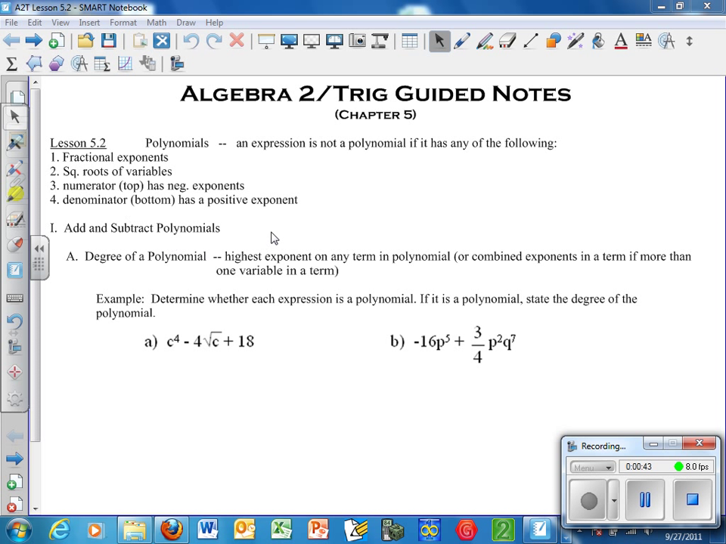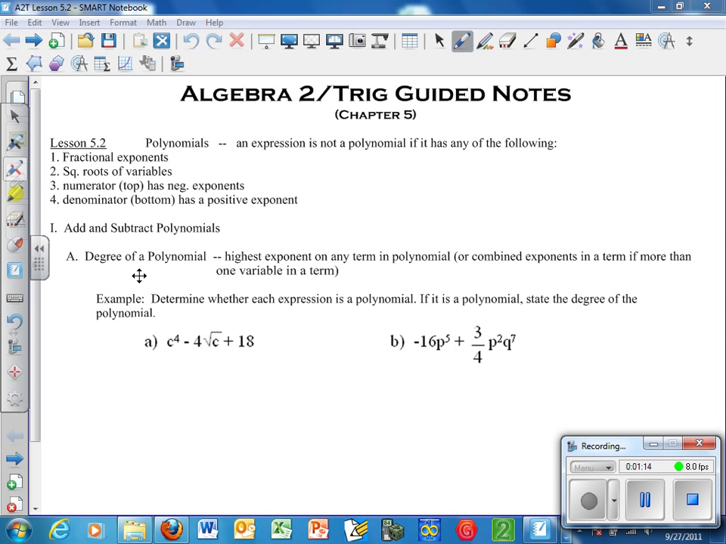Okay, first thing we're going to look at is adding and subtracting polynomials, but before we do that, we'll get into the degree of a polynomial. The degree of a polynomial is the highest exponent on any term in the polynomial, or if there's more than one variable in a term, it's the combined exponents. Yes, you add them if there is more than one variable. So we'll look at these first two examples here, determine whether each expression is a polynomial or not, and then if it is a polynomial, we need to state the degree of the polynomial.